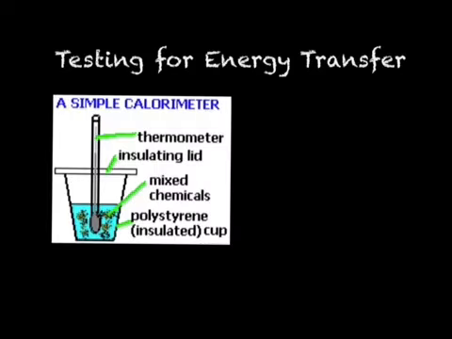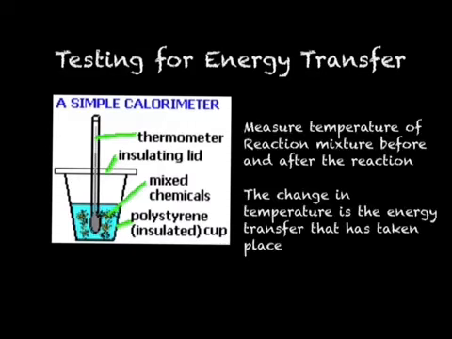The easiest way of doing this is to carry out a reaction inside a polystyrene cup. This is done because polystyrene cups are insulators. By doing this, we can accurately measure the temperature of the reagents before the reaction and compare them to the temperature of the product after the reaction. This will then tell us whether the temperature has increased or decreased, and we can work out the amount of energy that's been either gained or lost in the reaction.